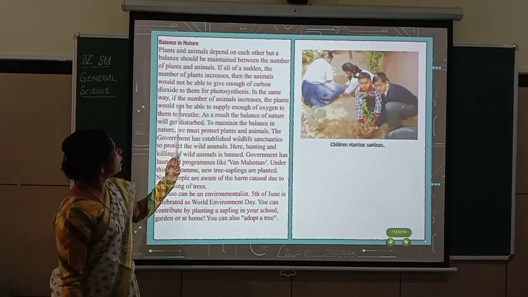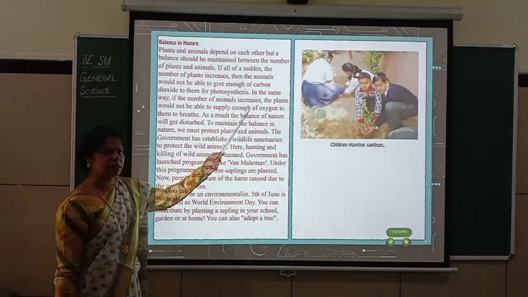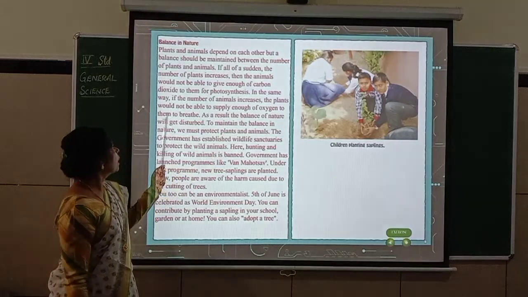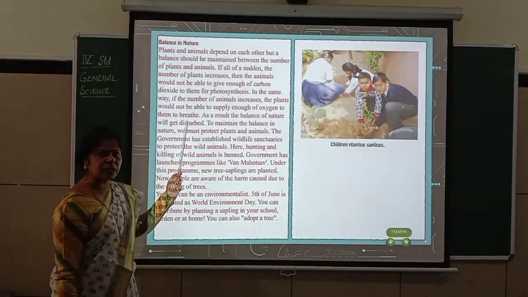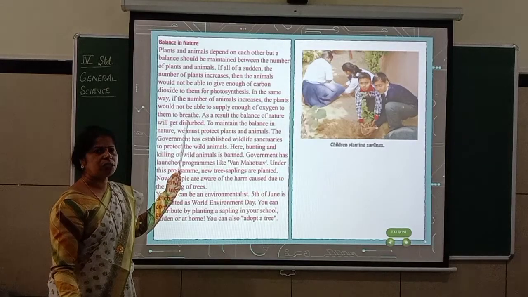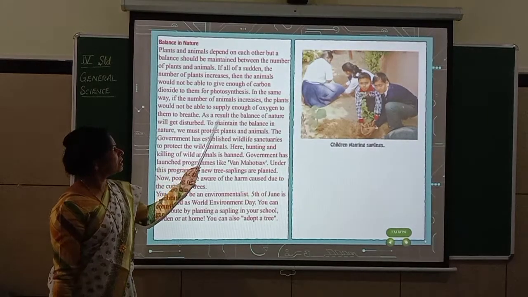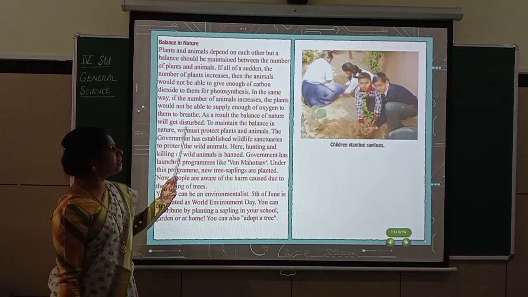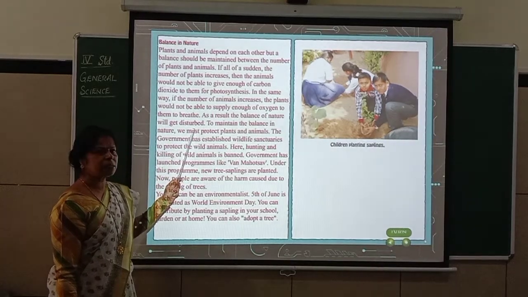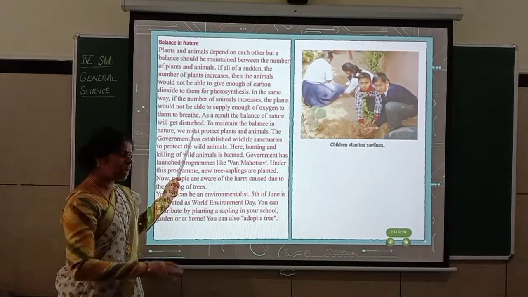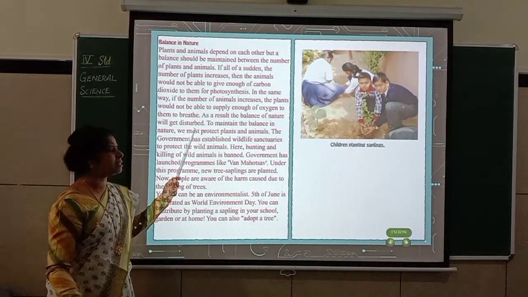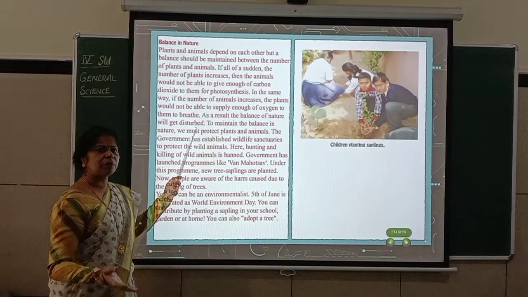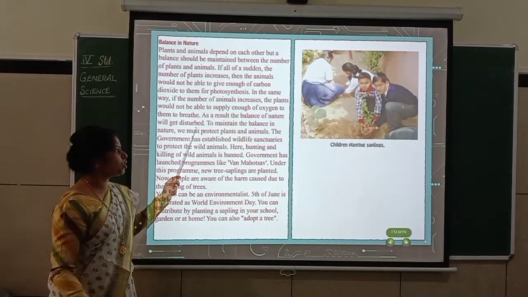In the same way, if the number of animals increases, what happens? The plants would not be able to supply enough oxygen to them to breathe, isn't it? If animals are more, oxygen will be less. As a result, the balance of nature will get disturbed. So either the number of plants increases or animals increase, and again there will be imbalance. So these plants and animals should be there in proper proportion.